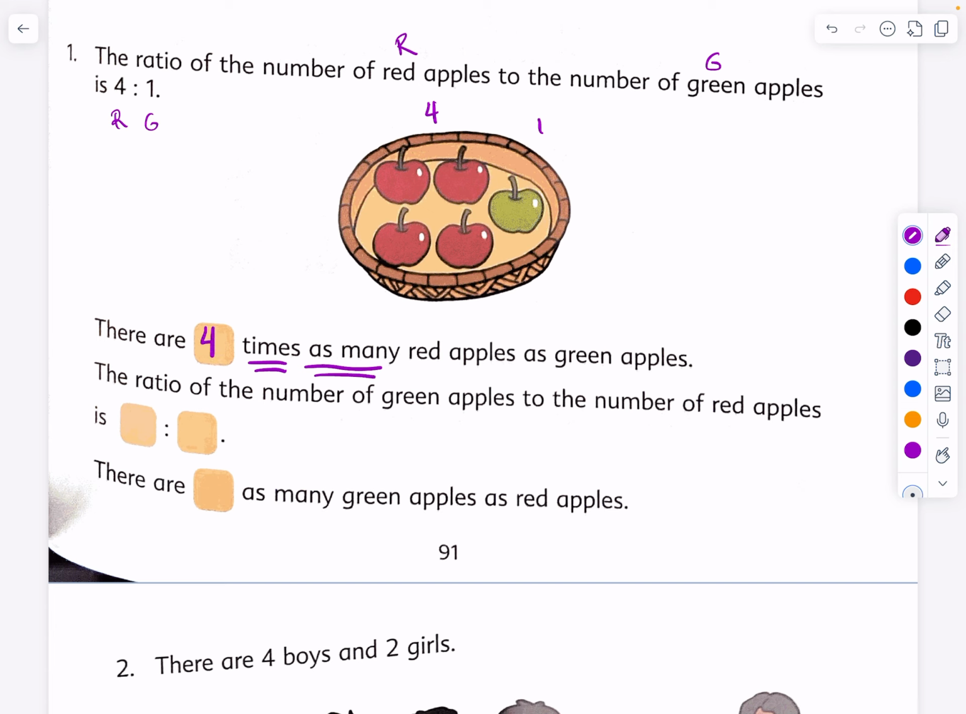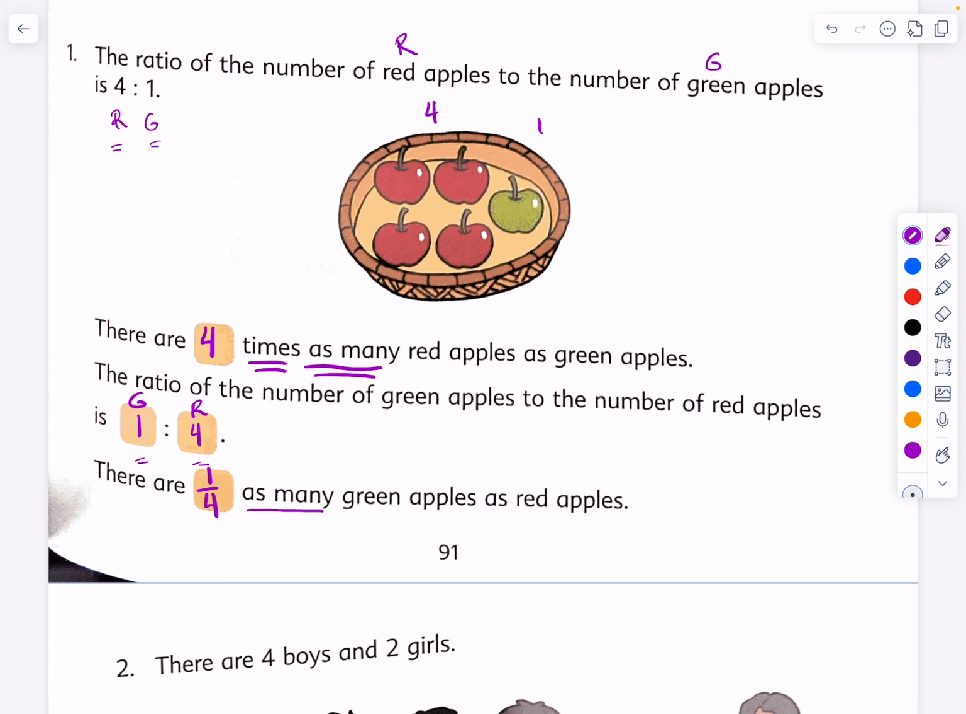The ratio of the number of green apples to the number of red apples is 1:4. Please pay careful attention to what they're asking us to compare. Are they asking us to compare green to red or red to green? It's important because you have to write it down in that specific order. Finally, they are blank as many green apples as red apples. Well, I hope you see that the green apples is 1/4 of red apples.